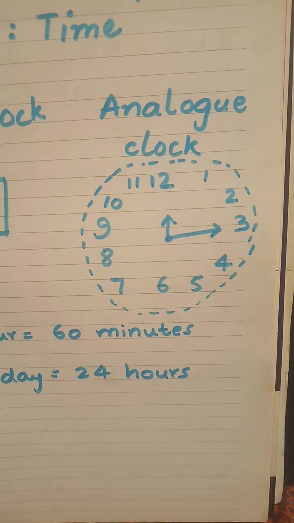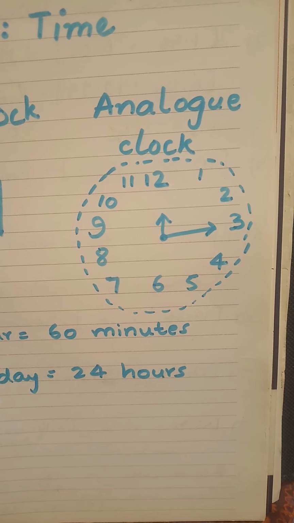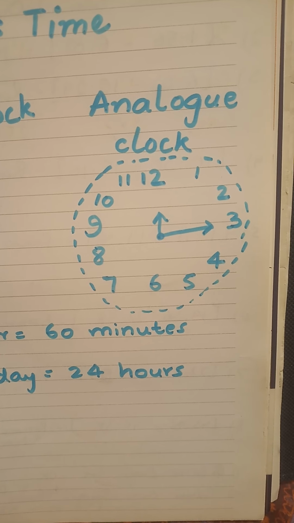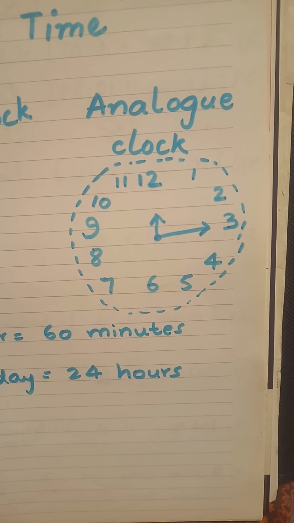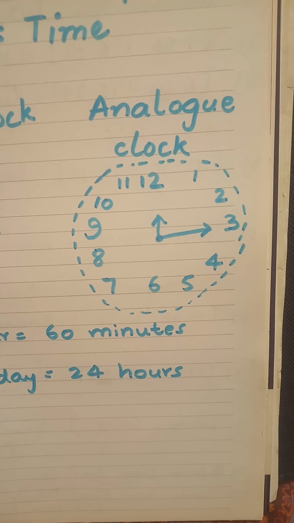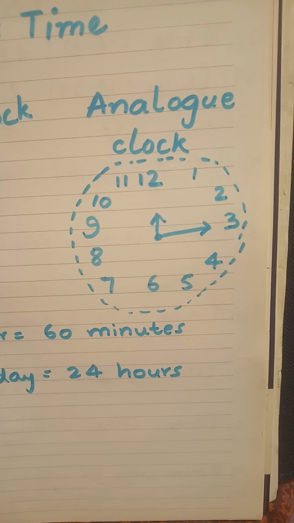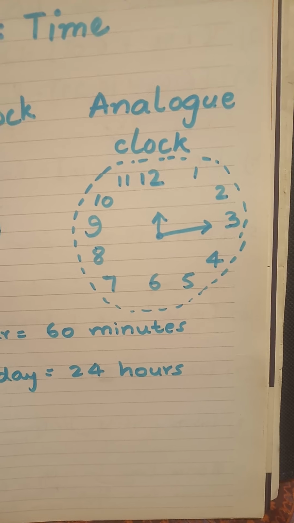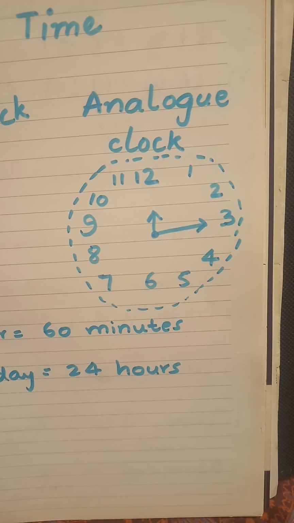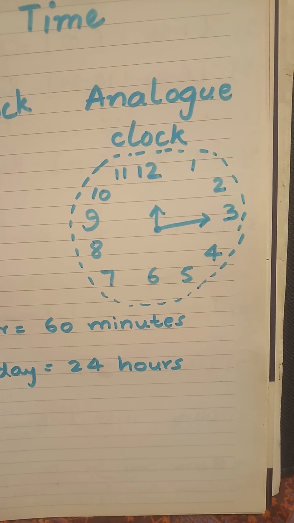So let me tell you that each number on an analog clock represents 1 hour. If the hour needle, which is the short needle, thick and short, is pointed at 1, it means it's 1 hour. If it's pointed at 2, it means 2 hours have passed. If it points at 3, it means 3 hours have passed, and so on.